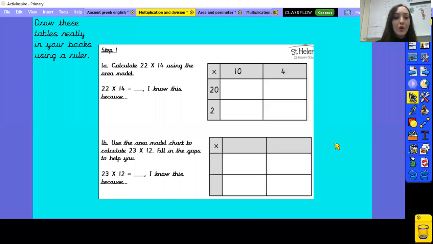Okay, so now that I've taught you how we use area model, I want you to pause the video and have a go at step 1 of the worksheet in your maths book. So you will need to draw these grids here, but make sure they're nice and neat using a ruler.